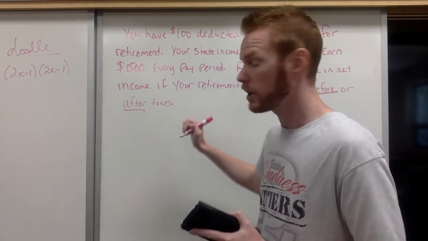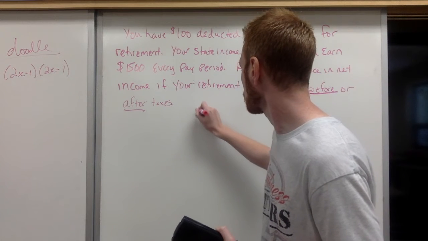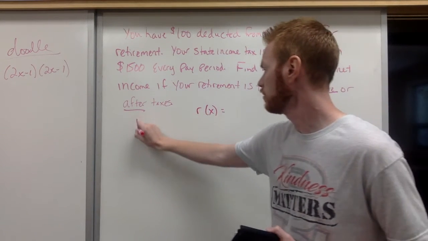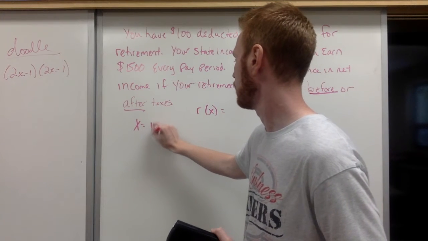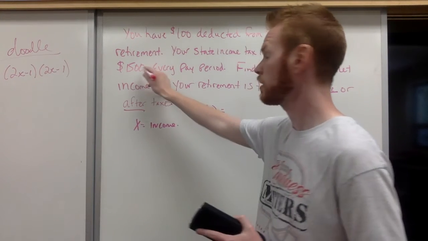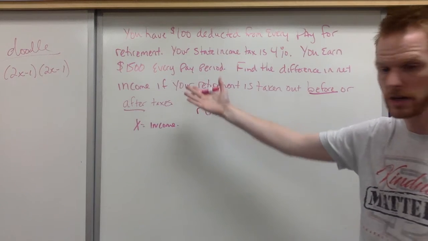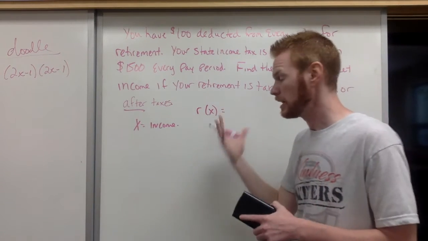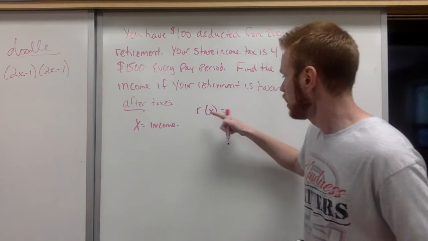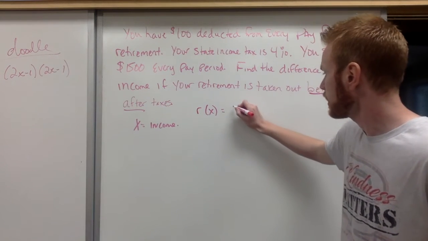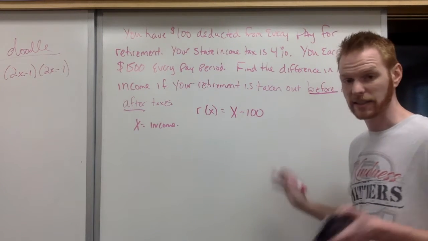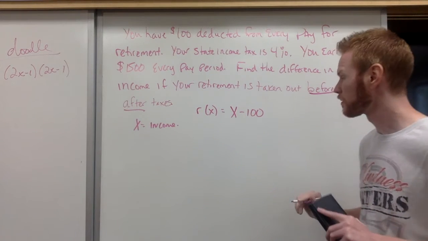Okay, I'm going to create 2 functions. We'll name the first one R for retirement, and the X value is going to be my income. So my income's $1,500, but if my income changed, then I want to make sure that I can adapt my functions to that. Here's my retirement function. So I'm going to take what I earn, and I'm going to subtract $100, and that's it. Okay, very simple, straightforward function.